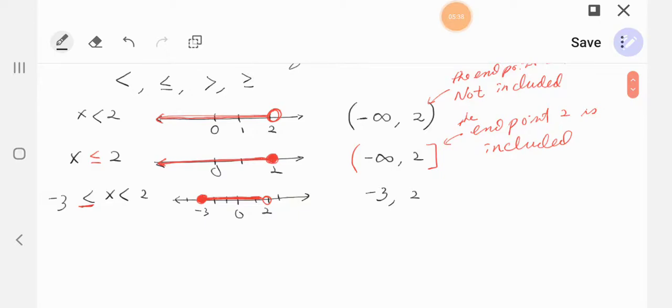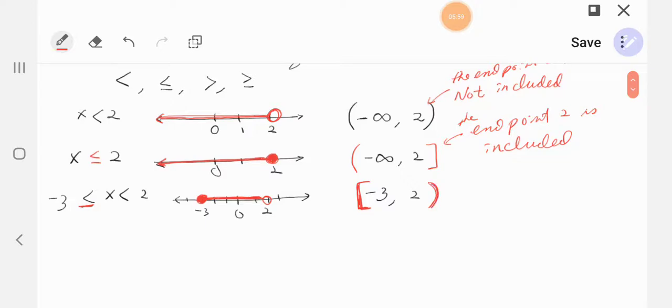For the interval notation, x is between negative 3 and 2. And 2 is not included, so we put a parenthesis. How about negative 3? Negative 3 is included, so use a bracket. Can you see this? Bracket means negative 3 is included in the x value.